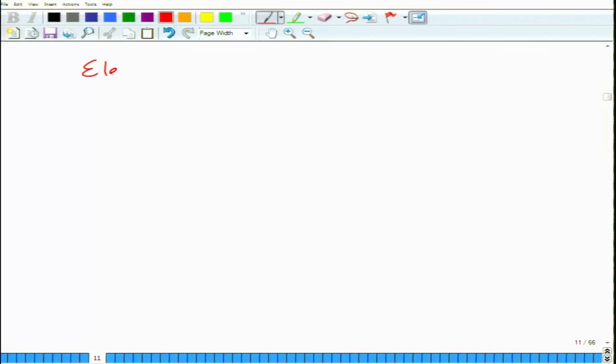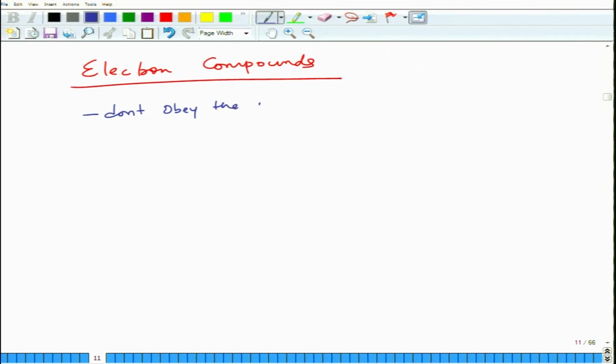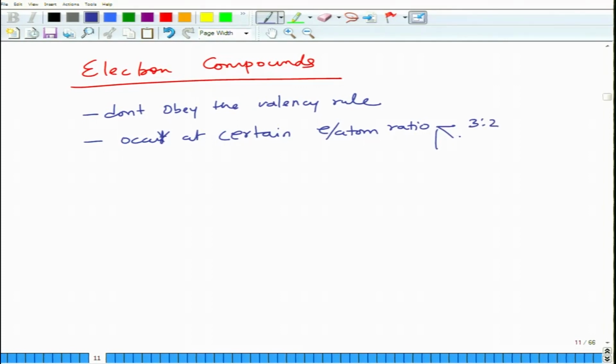Then there is another category, the last category I will mention, called electron compounds. These are the compounds which do not obey the valency rule. They occur at certain electron to atom ratios, and these ratios are typically 3:2, 21:13 and 7:4, and they are formed in the same system.